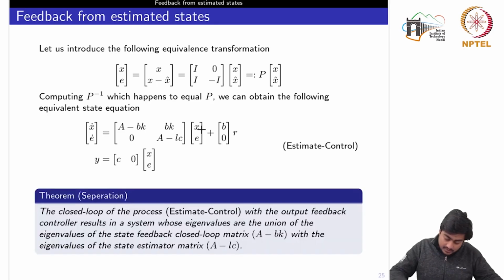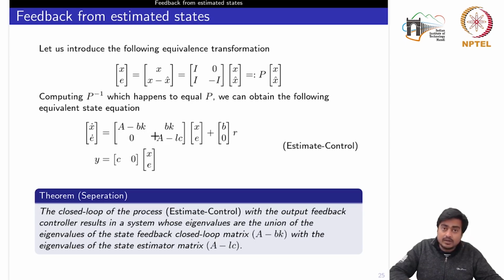Okay, so now after using this transformation, many things have been highlighted, so we can see one by one. So this is the next result: the closed loop of the process, basically, which is this estimator plus controller system with the output feedback controller, results in a system whose eigenvalues are the union of the eigenvalues of the state feedback closed loop matrix A minus BK with the eigenvalues of the state matrix A minus LC. Okay, so pay attention to this state matrix.